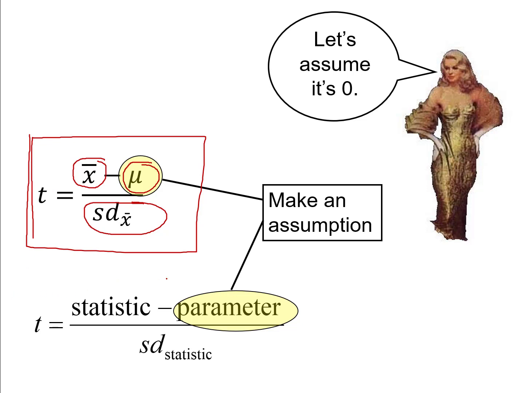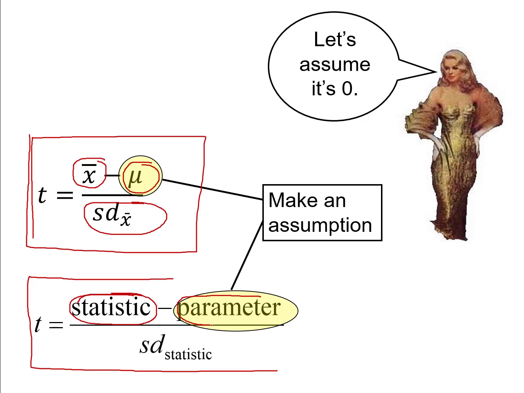At the bottom, I have the more general version of the t formula. And it goes like this. We get the statistic from our sample. We get a sample of cases and calculate a statistic, which could be a mean or a correlation or a beta weight or a mean difference. We subtract from that statistic a true population parameter, which we're just going to assume is equal to 0. And then we divide that by the standard error of our statistic, which we estimate based on our sample. And there we have it. We have a t-value.